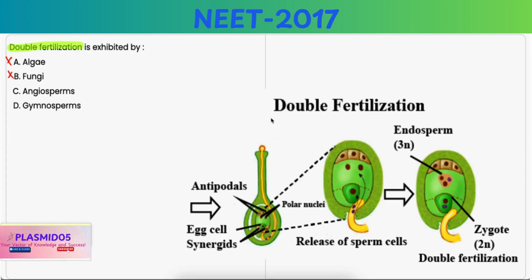Now, double fertilization is a characteristic feature of angiosperms, where one sperm cell fuses with the egg cell to form a zygote from which embryo arises, and the other sperm cell fuses with the central cell to form the triploid endosperm. Hence, it is the correct option. Option D, gymnosperms. It is also incorrect because gymnosperms do not exhibit double fertilization. They have a single fertilization process where one sperm nucleus fertilizes the egg and no endosperm is formed.